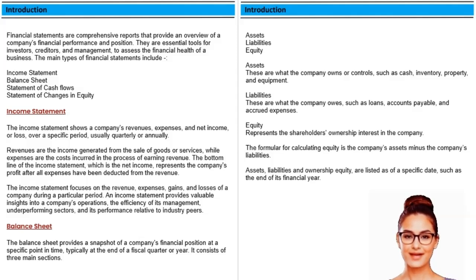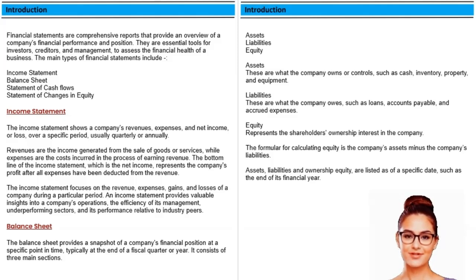Then we have the liabilities. These are what the company owes, such as loans, accounts payable, and accrued expenses. Remember, assets are what the company owns and liabilities are what the company owes. Equity, on the other hand, represents the shareholders' ownership interest in the company. The formula for calculating equity is the company's assets minus the company's liabilities. This is an important formula to understand because we will be referring to it during the course.